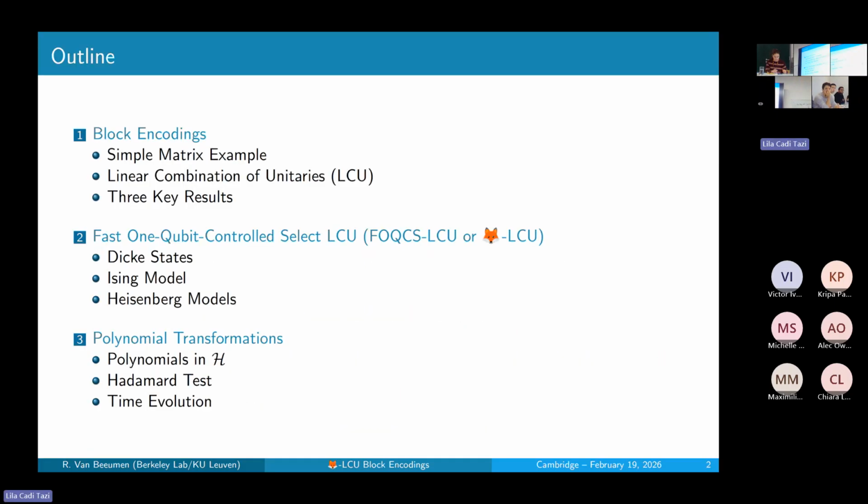Okay, here is an outline of my talk. First part, we'll start with introducing block encodings. What are the main bottlenecks there? Then in the second part, I will introduce the Fast One-Qubit-Controlled Select LCU. We abbreviated it as FOQCS LCU, and that's why we use the FOQCS symbol, just easier to talk about. And then in the last part, I will talk about the polynomial transformations we will be able to carry out and give some practical, explicit quantum circuits.